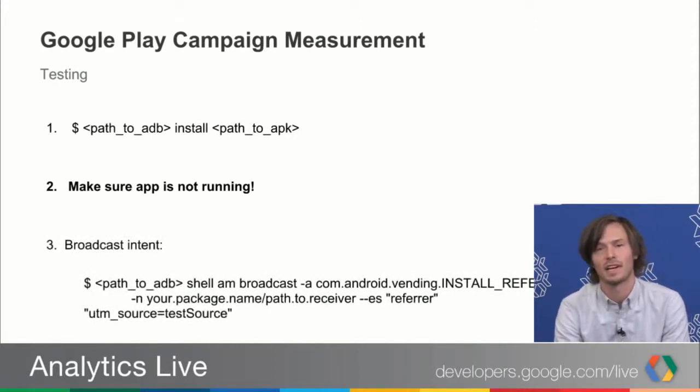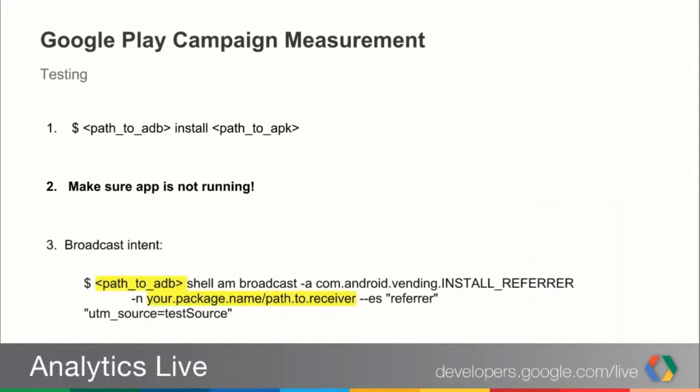And then the third is we're actually going to broadcast the intent. Right, so again, it's kind of the same thing. You're going to have your path to ADB. Then you broadcast the intent. You have to specify your package name and also the path to the receiver. And then you tack on this string extra that's named referrer. And then you can add your UTM parameters and values. You don't really need to do too much here. You can actually just do UTM source equals whatever value you want. That's really the only required field. And that's good enough for the purposes of testing.